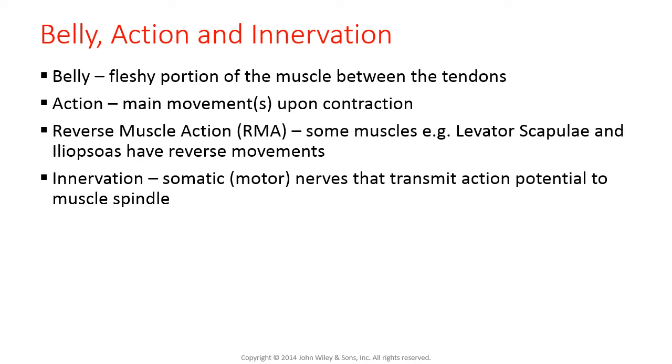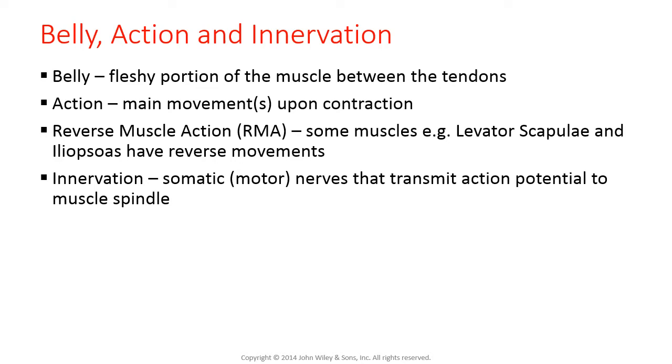Some muscles like the levator scapulae, that's going to be found attached to the cervical spine, out to the superior portion and medial portion of the scapula. Also, your iliopsoas muscle are all known to have reverse motions. And the last thing we'll talk about is innervation.